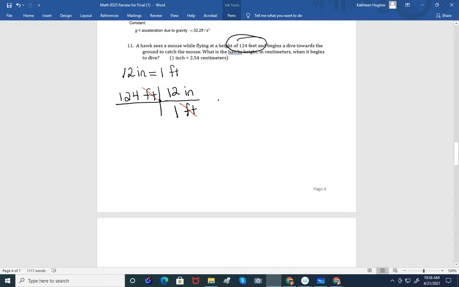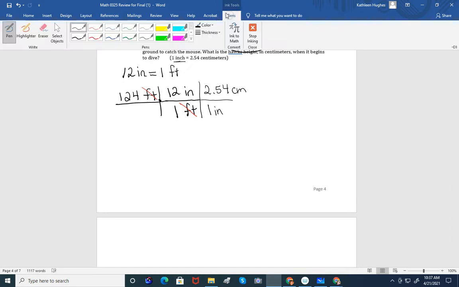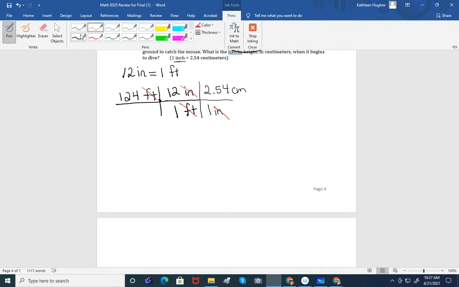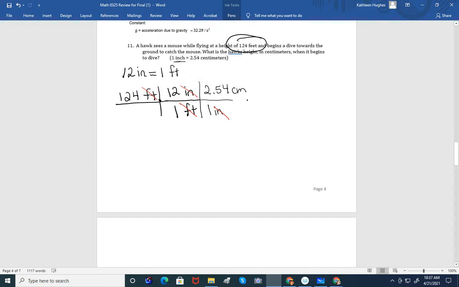And now I just want to continue that so that I can change it to centimeters. 1 inch is 2.54 centimeters. I want the inches to cancel out, so I put the 1 inch on the bottom and the 2.54 centimeters on the top. Again, when I look, I can see that inches cancels with inches. The rule is you multiply by everything that's on the top, so we multiply across the top, and then we will divide by what's on the bottom. Well, in this case, the only thing on the bottom is 1, so it's not going to change anything.